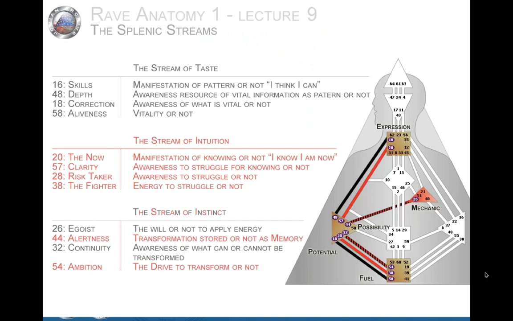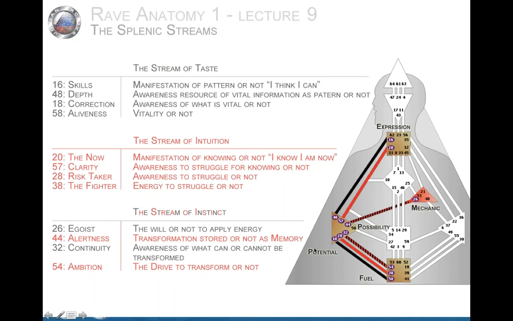Lecture 9 focuses in on the splenic streams. Actually, 9, 10, and 11 talk about the splenic streams and the emotional streams and the mental streams, all of those things. So you can see when you look at the BodyGraph how through the stream, here we have the fuel, and in an earlier lecture he talked about the fuel gates. And then here we have what is called potential, and then we have possibility. And then over in the heart center, we have the mechanic, and then the expression through the throat center.